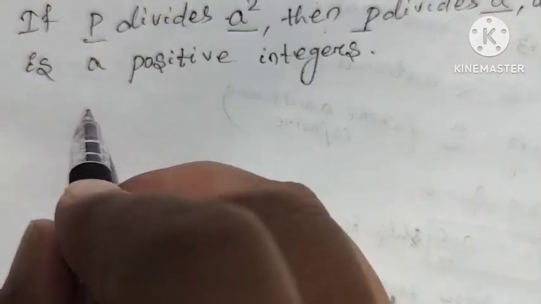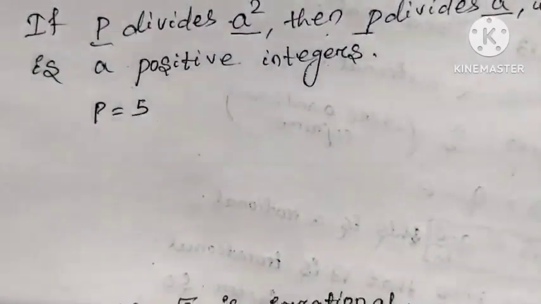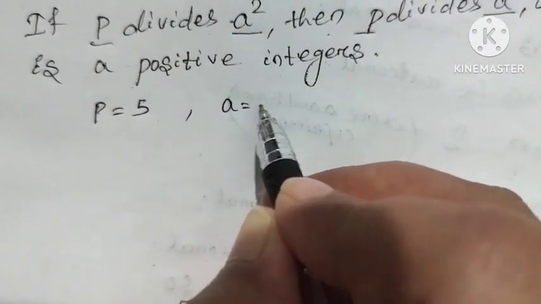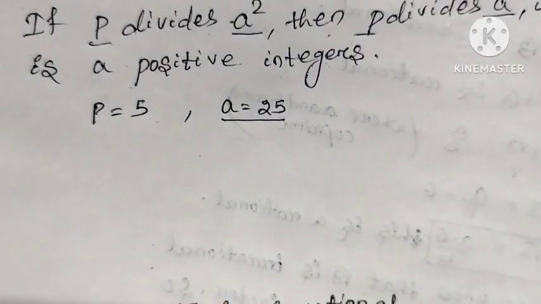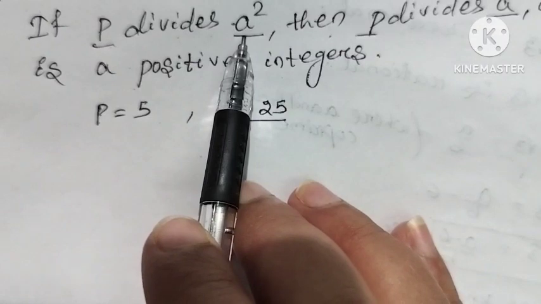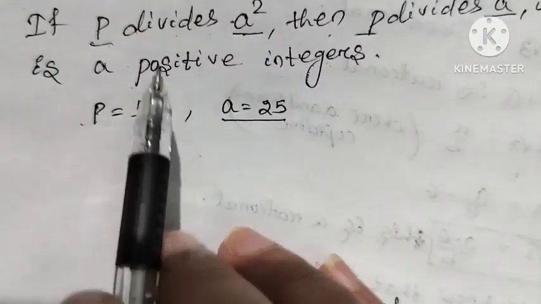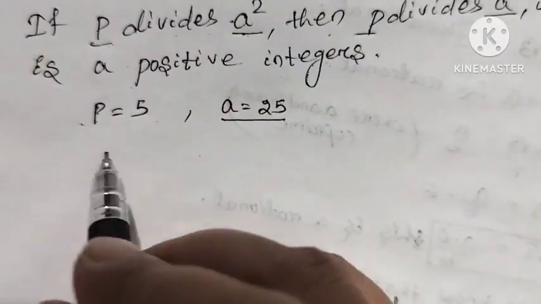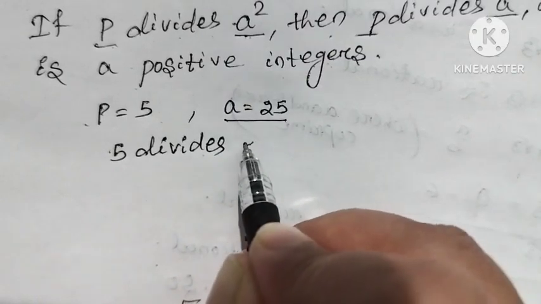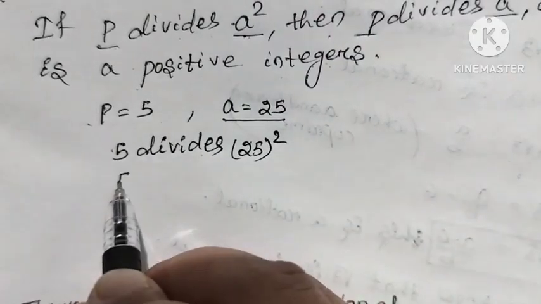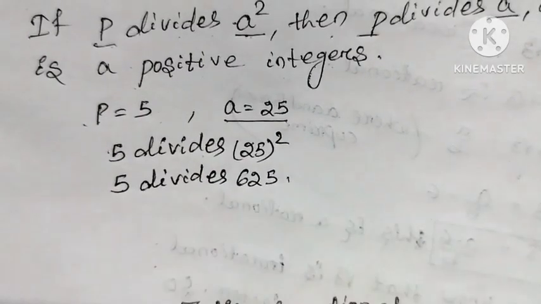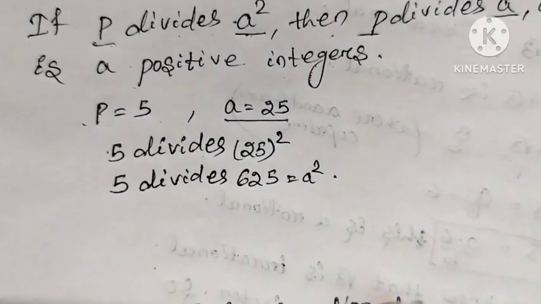You take P equal to 5. 5 is a prime number. Yes, P is equal to 5. Then 5 divides A is equal to 25. What is the condition given? P divides A square, P is a prime number. Then 5 divides 25 square, means 5 divides 625. This is equal to A square.